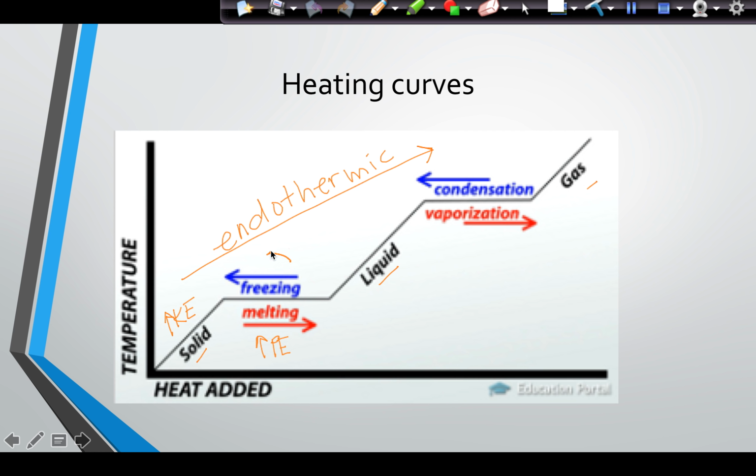If we were talking about the cooling curve, the reverse direction, when we go downhill, that's exothermic. So if we're going downhill, temperature decreasing, kinetic energy is decreasing, phase change on the cooling curve, potential energy is decreasing.